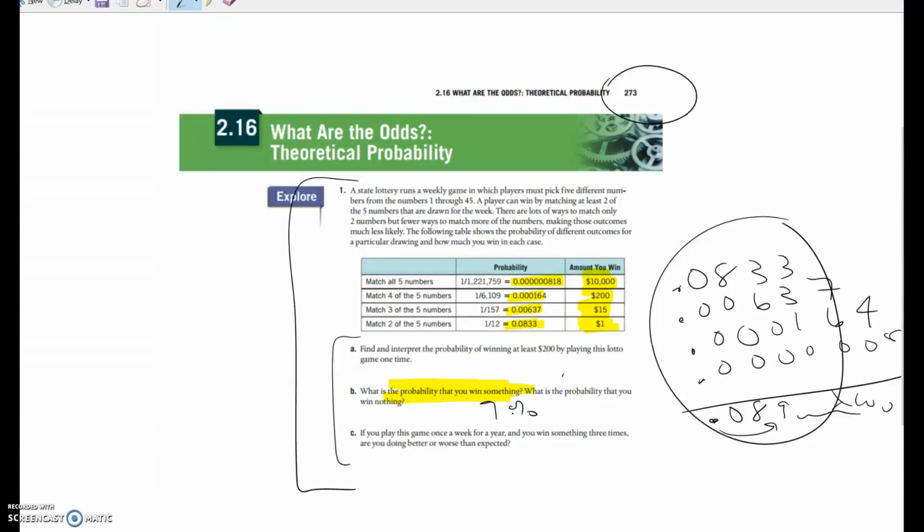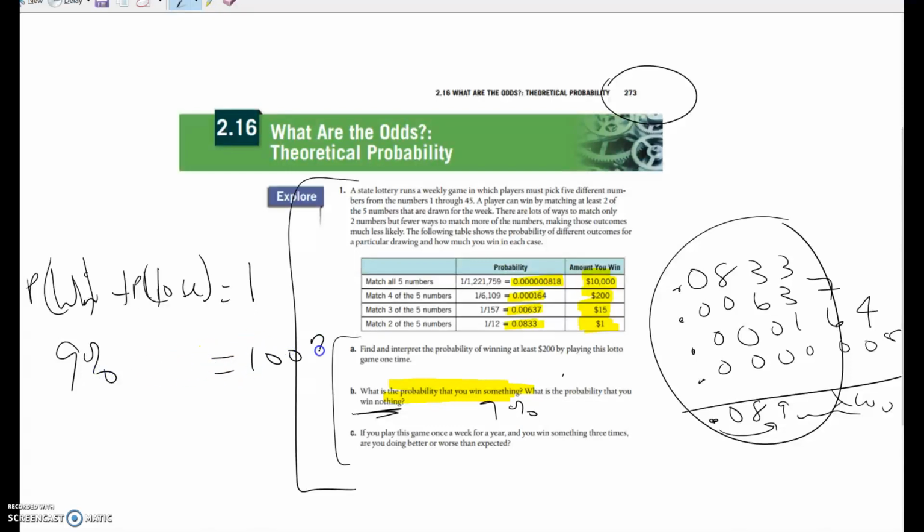And then it says, what's the probability that you win nothing? Well, there's two things that can happen. I can win or I could lose. And the probability of winning and my probability of losing has to be 1 or 100%. All right. So if I know my probability of winning something is 9%, and I know that I have to have 100% total, then I could subtract these numbers and get that there's a 91% chance of losing. So I know my chances of losing is 91%.